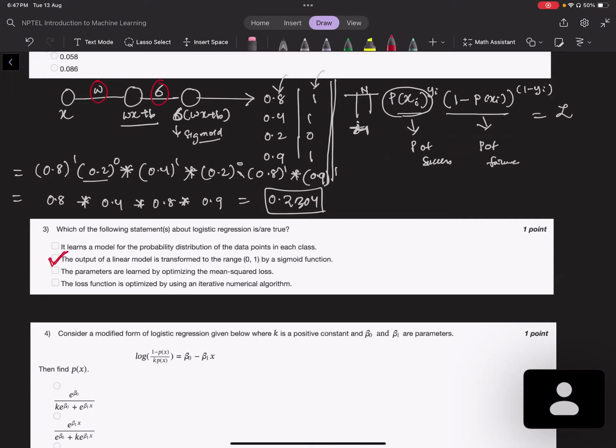Okay. And when your output is 0 to 1, you don't actually use mean square error. That's for regression. What you use is cross entropy.